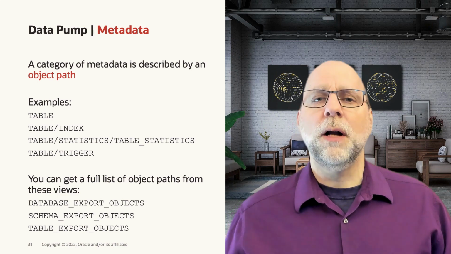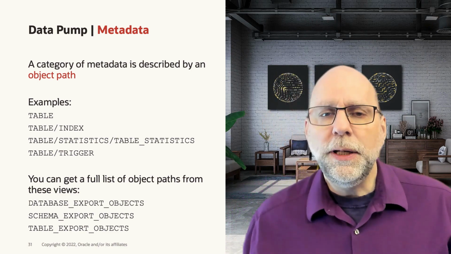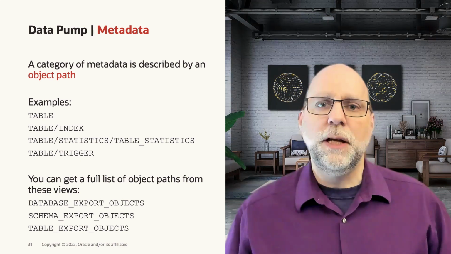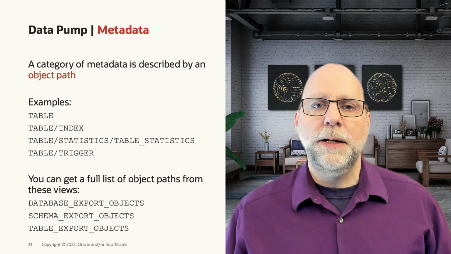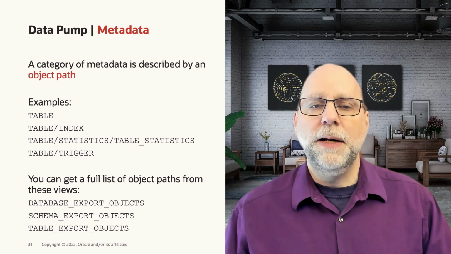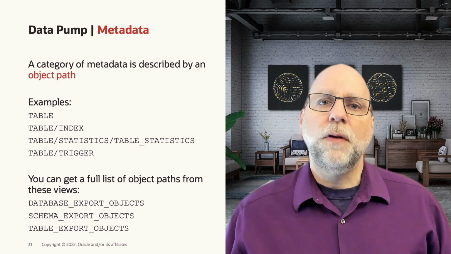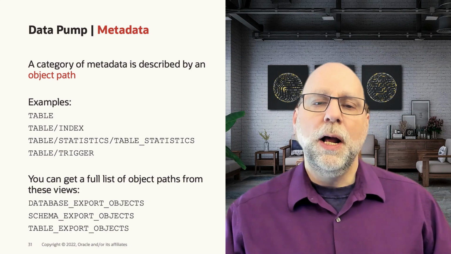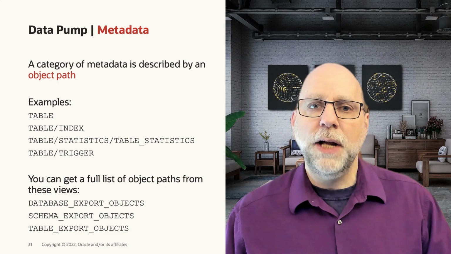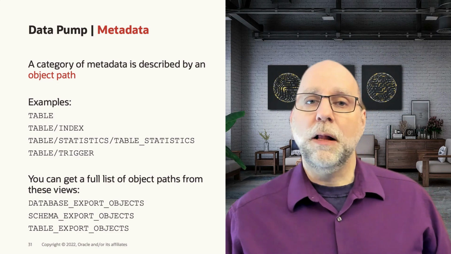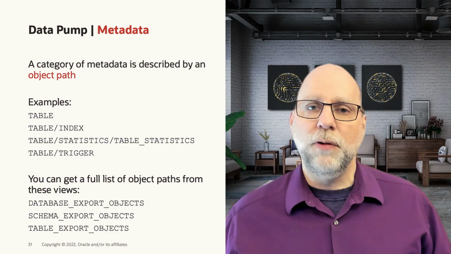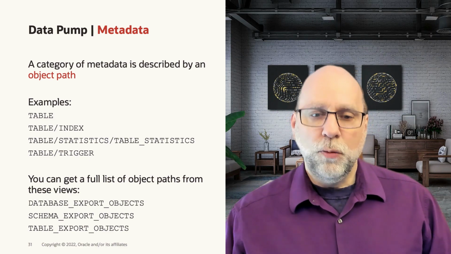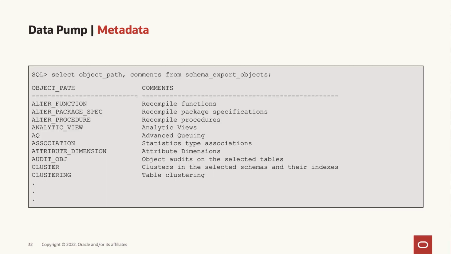If you're wondering what all these object paths are, we actually have some system views that you can access to get a full list of every kind of metadata that you can access using the Metadata API. Now, that list of information will vary based on whether you're doing a full database export or import, a schema job, or just working on a few tables. For example, audit policies only exist at the full database level, not at the table level. So we can query those views and you can get a list of the literally hundreds of object paths that are available for each kind of export or import.